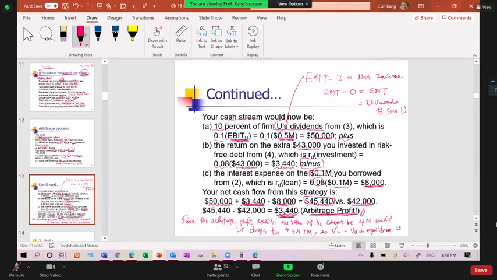So that is the end of the proof. All you have to do is show that if the price is not the same, arbitrage profit will exist. So VL is VU. Very good thing. Please practice to calculate 3440.